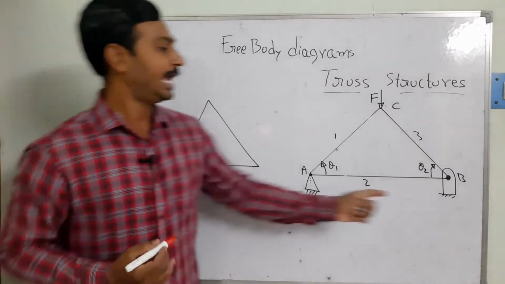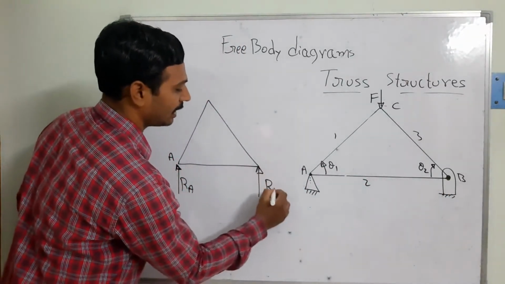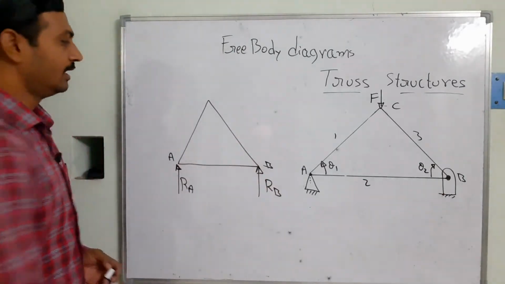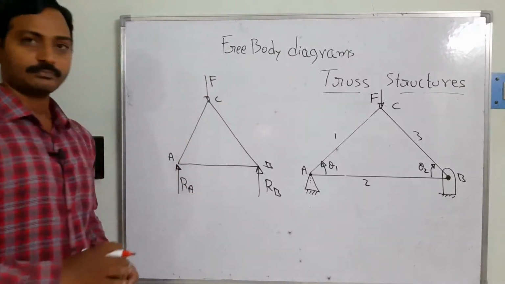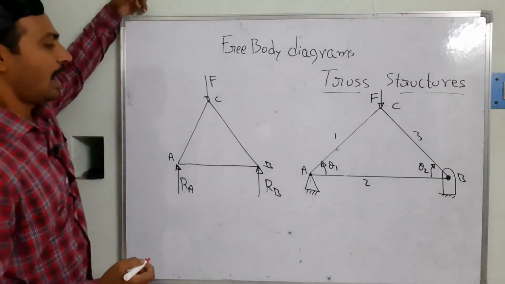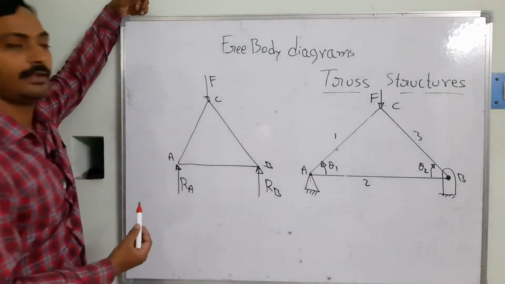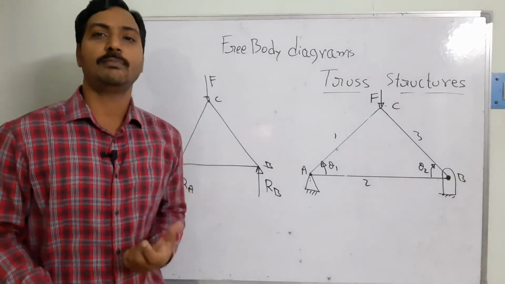And similarly at B also I removed the support, then the reaction force is coming, here is RB, at the joint B. And similarly the external force is coming over here, that is F at C. There we can see, and I want to find out the reaction forces at A as well as at B. So then what equations will help? The equations of equilibrium are going to be helpful.